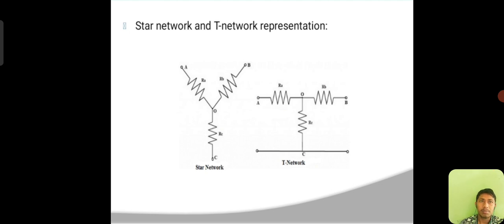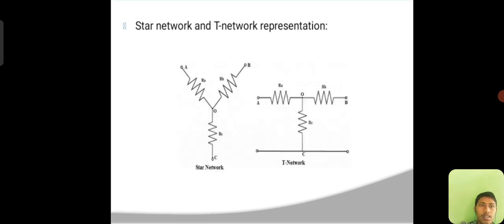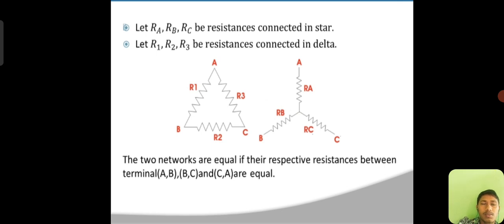We observe that star networks are generally in Y shapes and can be redrawn as T networks, whereas delta networks are known as pi networks. According to the above figure, delta networks are in a triangle shape. There is a lot of difference between the star network and the delta network, which can be easily identified.